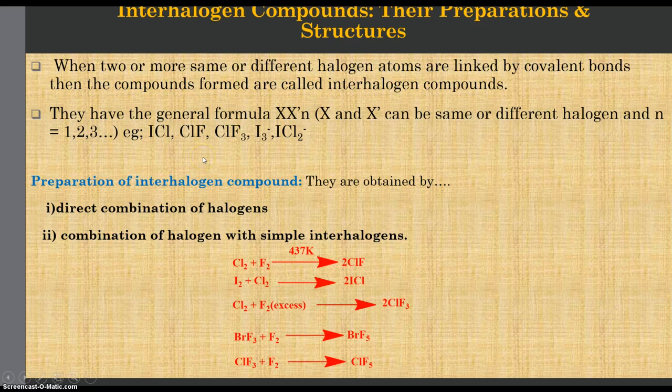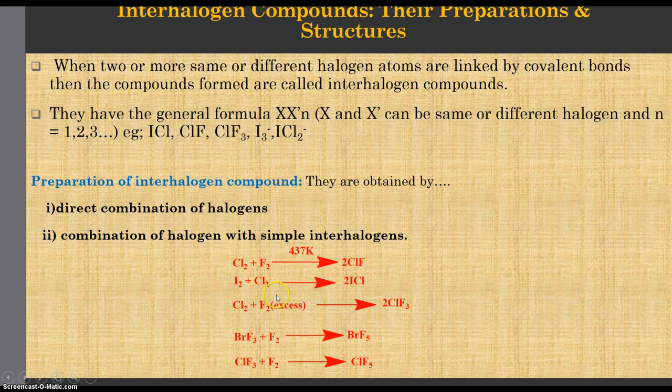Okay, now let's discuss the preparation of interhalogen compounds. As I have already told, they are mainly obtained by direct combination of halogens or by combination of halogens with simple interhalogen compounds. Here, as you can see, chlorine and fluorine are the simple halogens. They are combining to give ClF at a temperature of 437 Kelvin. Iodine and chlorine are combining to give ICl.